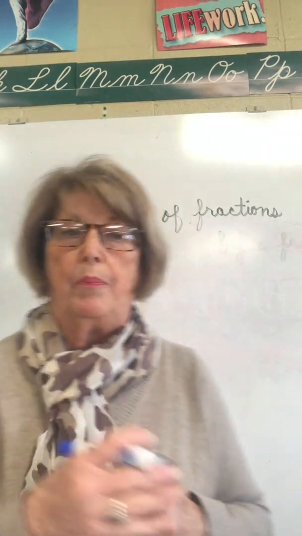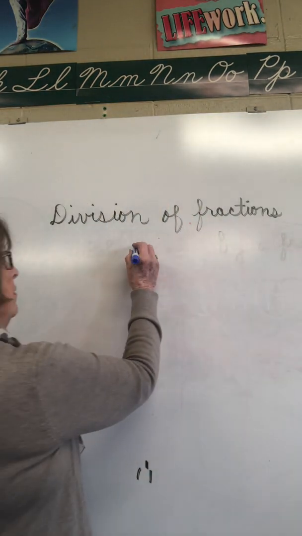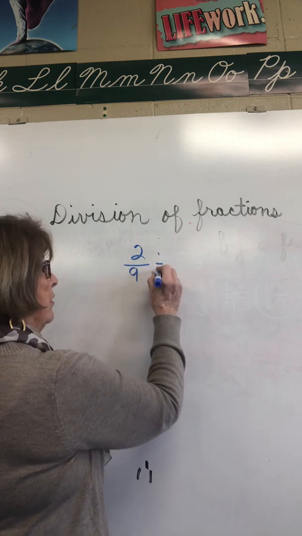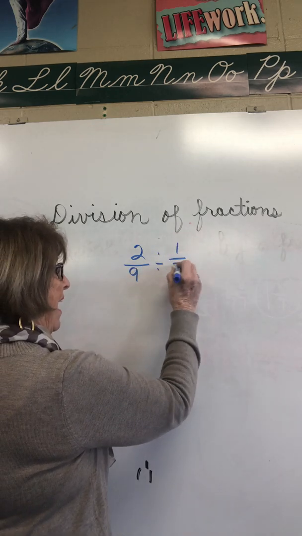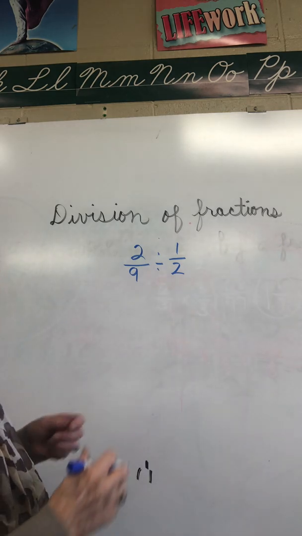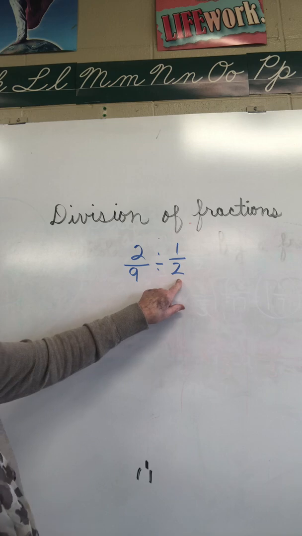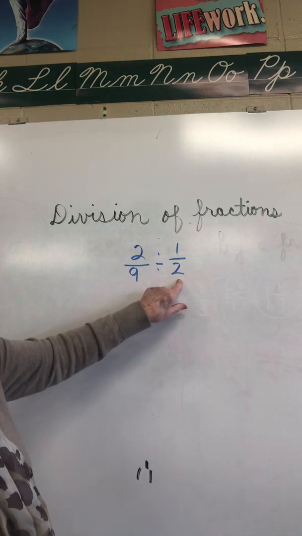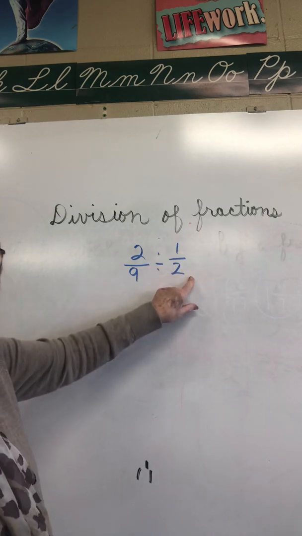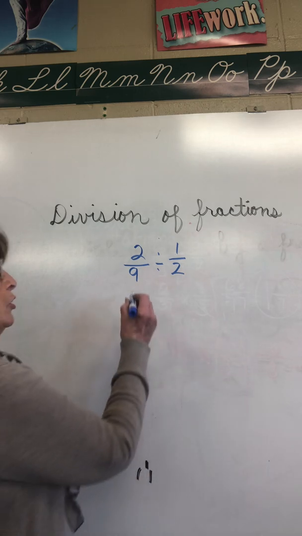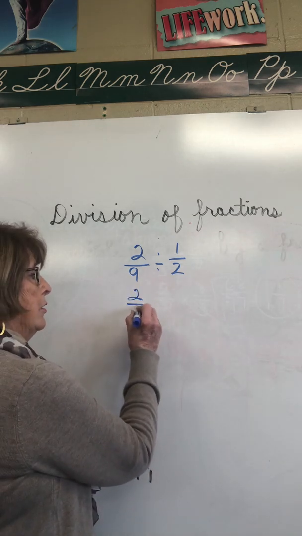The same rule applies. I have a fraction. Let's say that I had the fraction 2/9. I wanted to divide it by 1/2. My rule says my divisor, which is my second number, is 1/2. I'm going to write the reciprocal of that number just like I did yesterday. My dividend is my first number, 2/9. 2/9 is going to stay just like it is. So I would say 2/9.